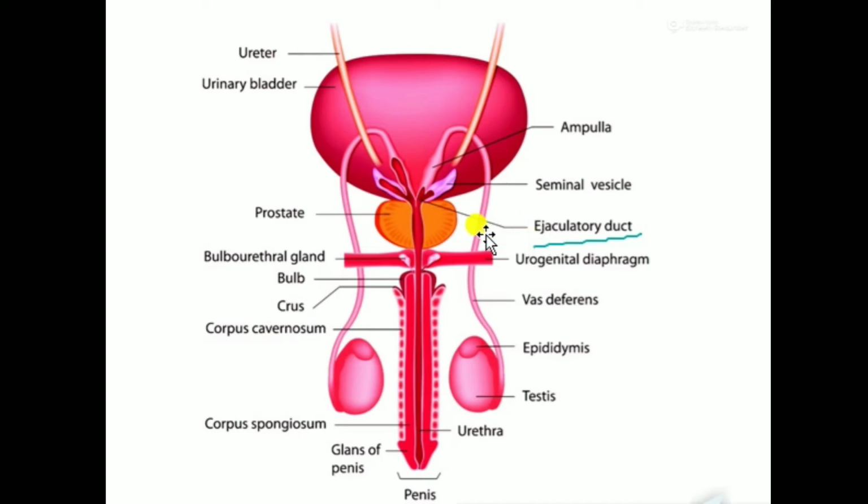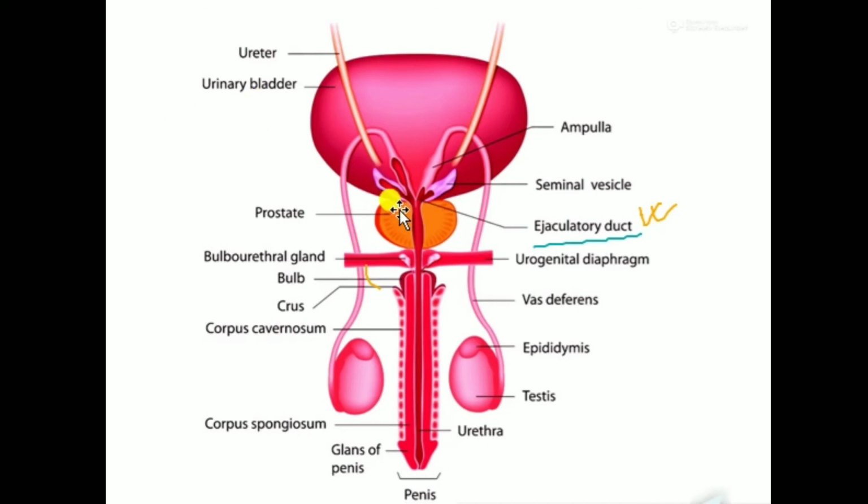Okay, that means this is also a part of vas deferens. This portion is known as ejaculatory duct. Okay. Now, the next structure after the ejaculatory duct is prostate gland. It is a donut shaped gland.